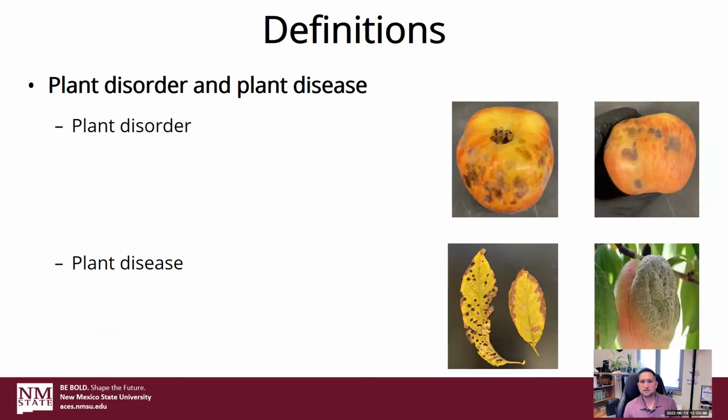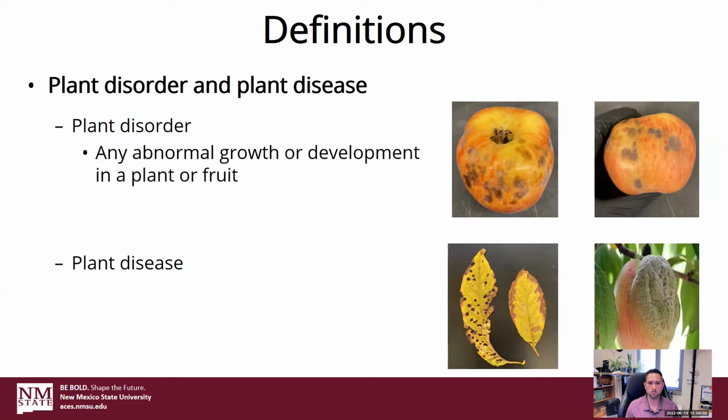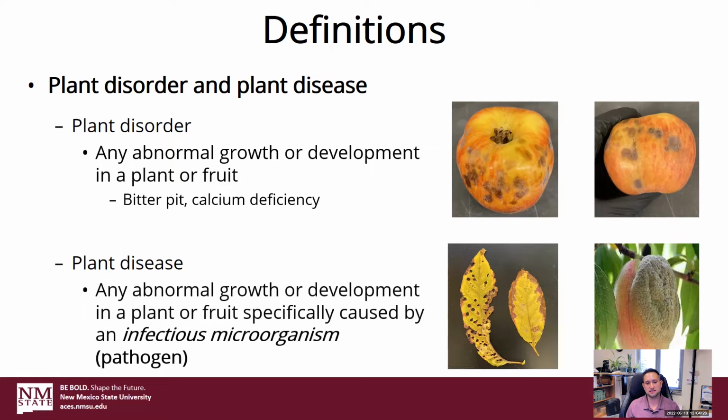All right, so next we're going to go into some definitions. Sometimes plant disorder and plant disease are used interchangeably, but really a plant disorder is just any abnormal growth or development in a plant or fruit. An example here is this apple, which has bitter pit, and that's due to a calcium deficiency.